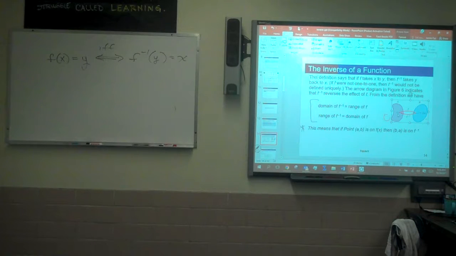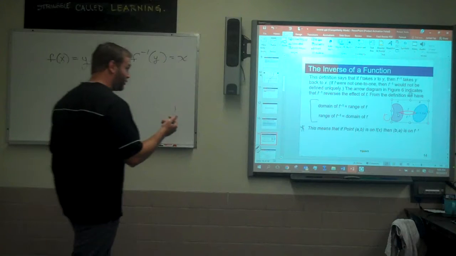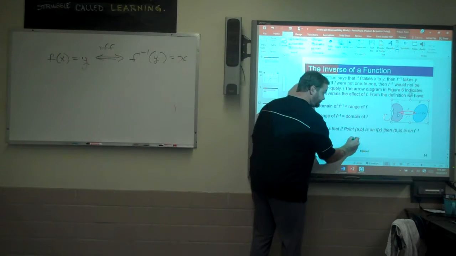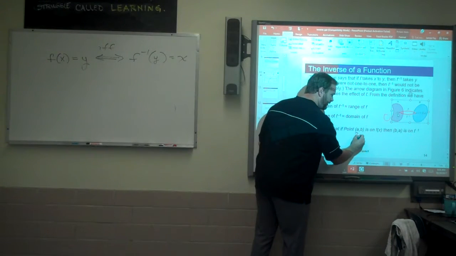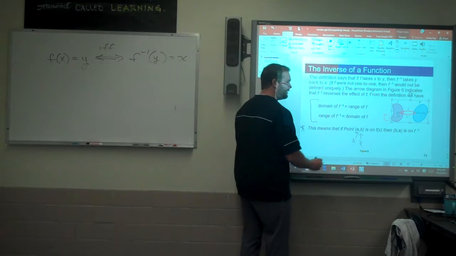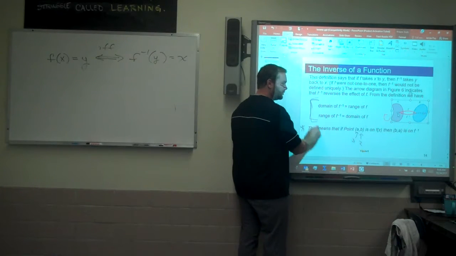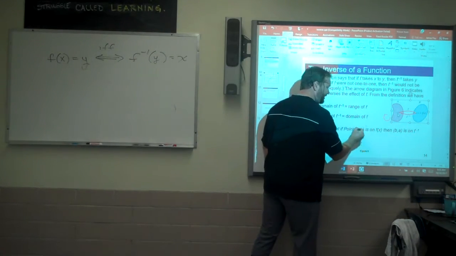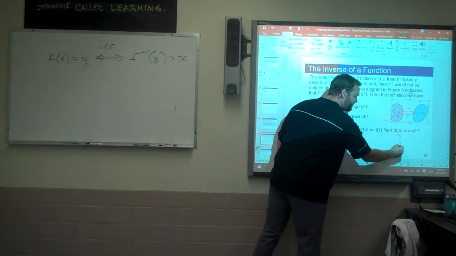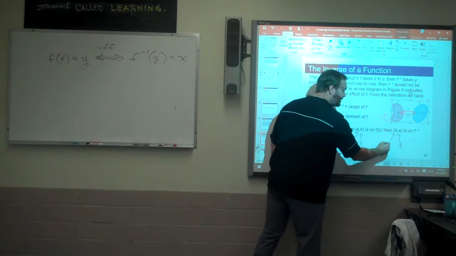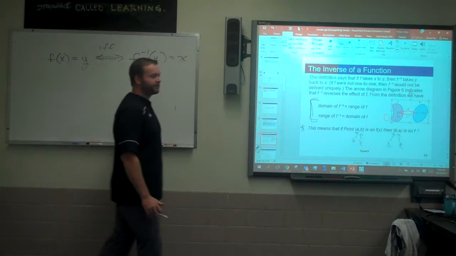The domain and the range just flip. A is a domain value here, and a range value there. If we abide by those two rules, then on f inverse, A becomes a range value over here, and B becomes a domain value over there, in the inverse.